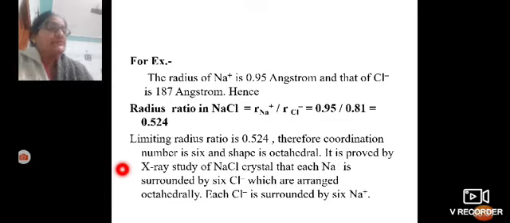If the radius ratio is 0.524, therefore the coordination number is 6 and the shape is octahedral. And it is also proved by X-ray study that in the sodium chloride crystal each sodium ion is surrounded by 6 chloride ions which are arranged octahedrally, and each chloride ion is surrounded by 6 sodium ions.